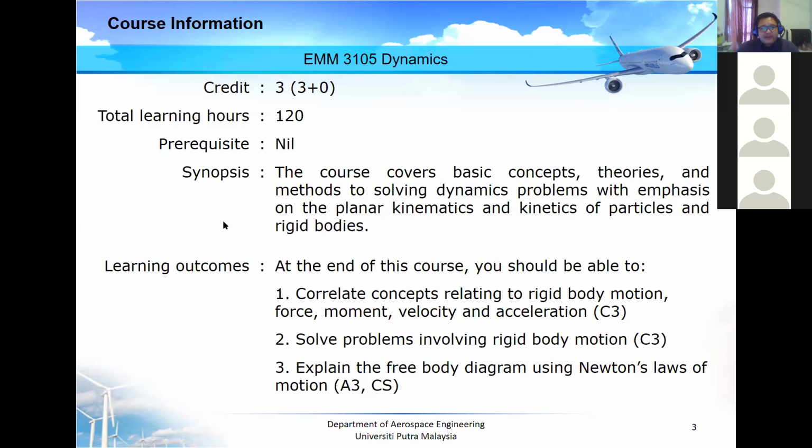And the learning outcome for this particular course is you should be able to correlate concepts relating to rigid body motion, force, moment, velocity, and acceleration. Then the second one, solve problems involving rigid body motion, and the third, explain the free body diagram using Newton's law of motion. This is all the learning outcome that I will evaluate you guys on.